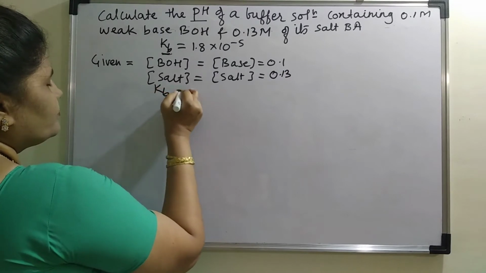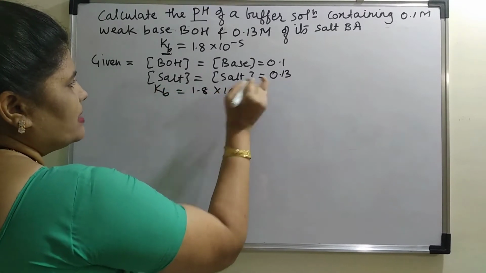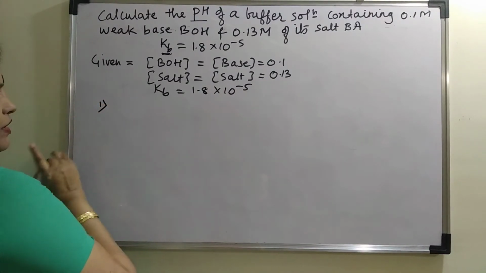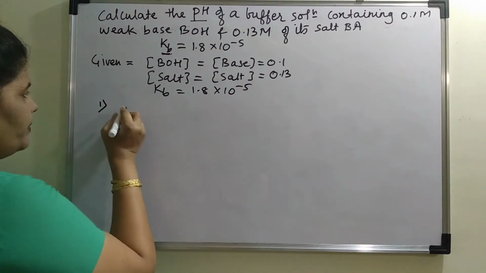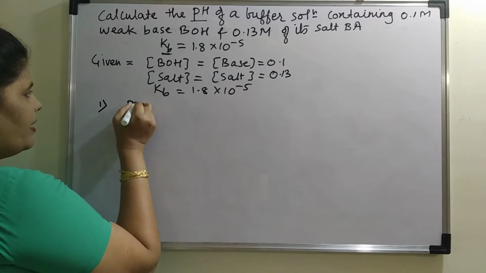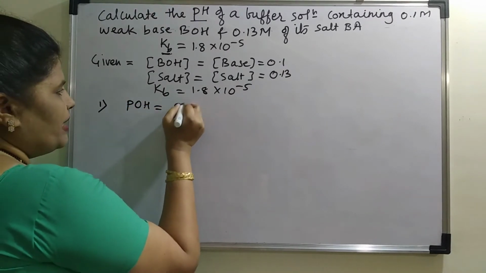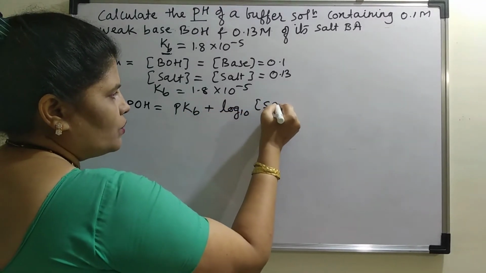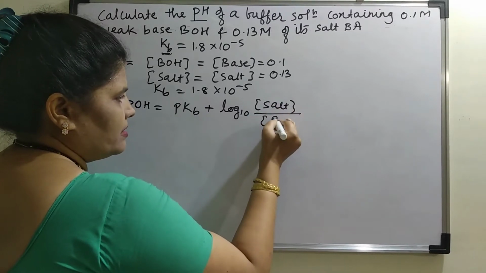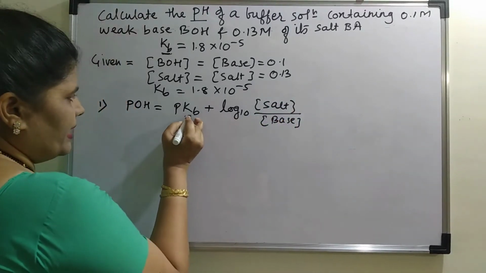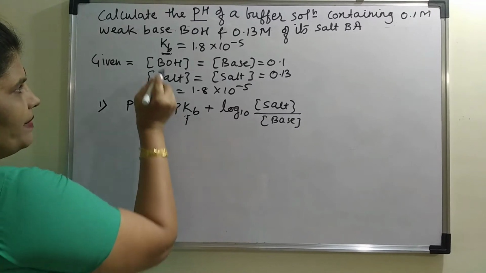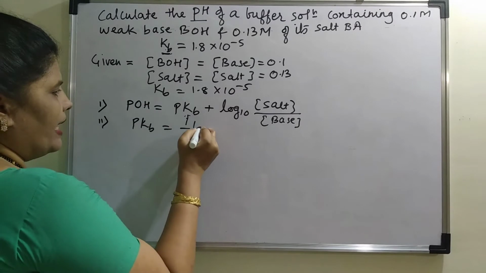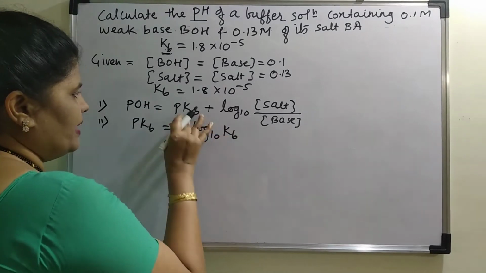Kb is given as 1.8 into 10 raised to minus 5. Right, students? Now the first formula I will use here, going directly to the calculation, is pOH is equal to pKb plus log to the base 10 of salt upon base. But as I don't have pKb, I need to calculate this pKb from this Kb. So my second formula will be pKb is equal to negative log to the base 10 of Kb.